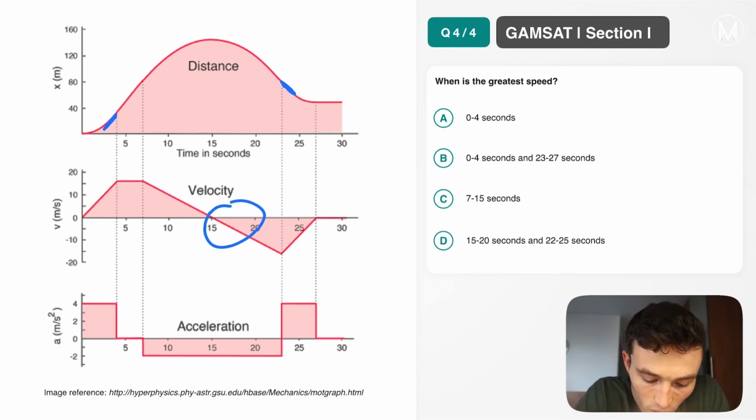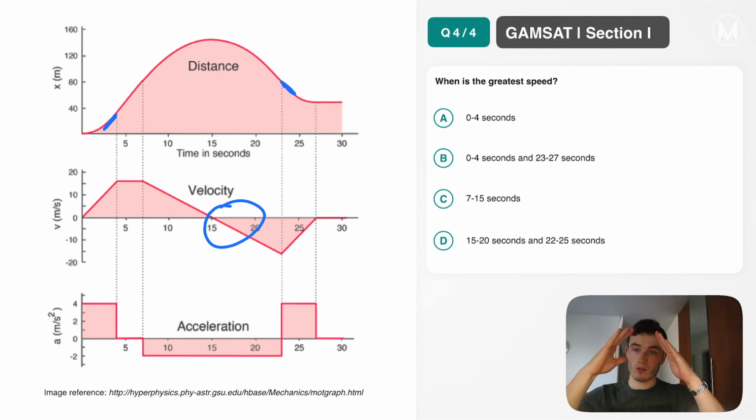I would say, is that the greatest speed? Well, no, it's not. And also the other thing to note is that when we deal with speed, it's technically your distance divided by your time. So really, I don't even need to look at the velocity graph, but the velocity graph can help me out, but I don't need it. Importantly, it's the highest slopes, right? It's the most significant slope.